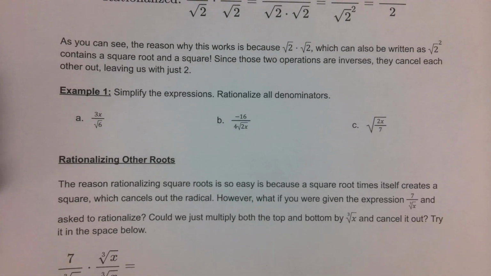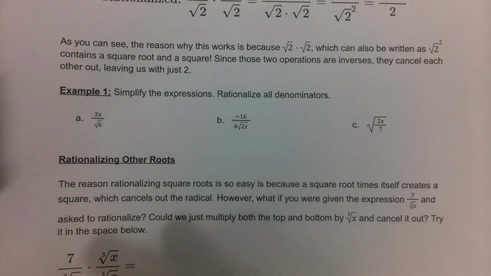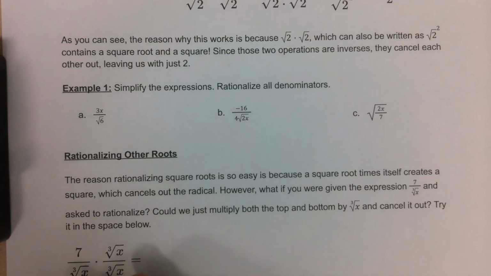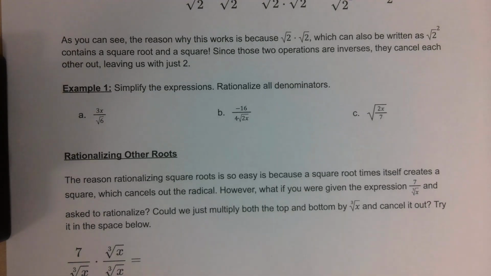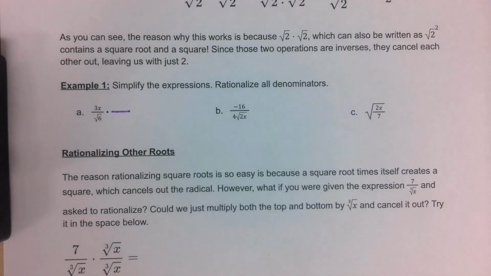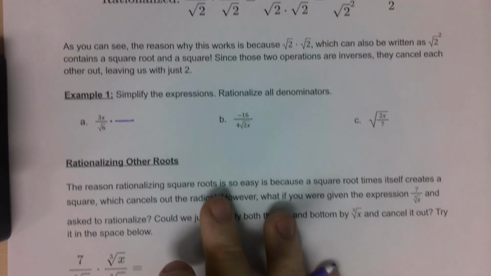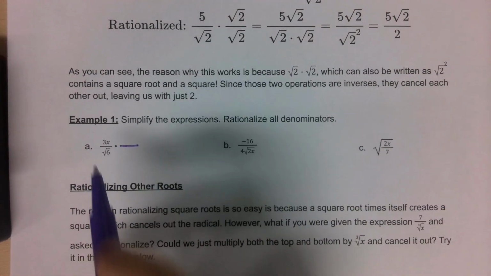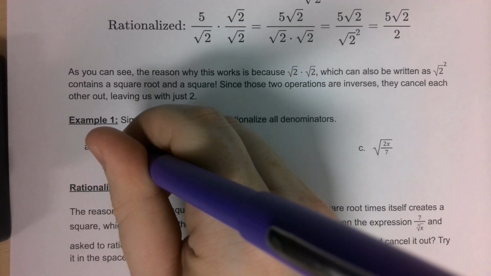So in example 1, we're asked to simplify a couple expressions and rationalize any of our denominators. So let's take a look at A. We have 3x over the square root of 6. So this is a denominator that needs to be rationalized. We need to multiply this by something that'll turn it from a root into not a root. Well, to get rid of a square root, we need 2 copies of it.